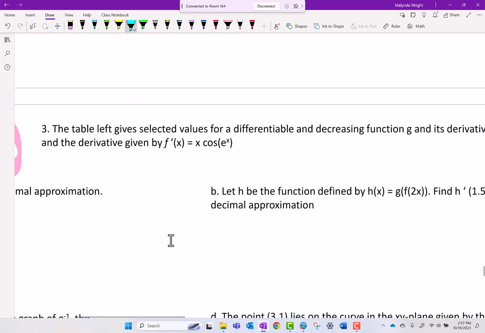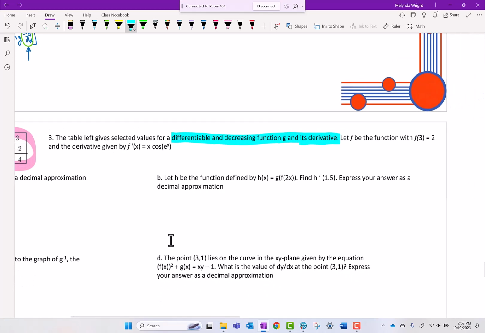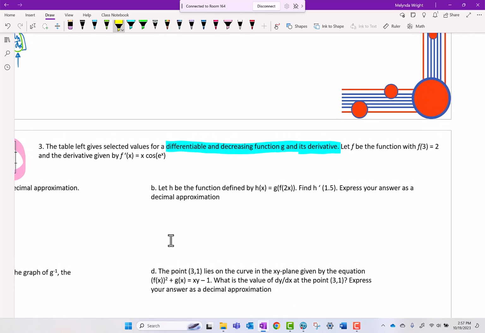Then we've got this, it tells us that G is differentiable and decreasing. So that's just telling us what's in the table. Then they're giving us another function, and they give us this value, which we should pay attention to. They generally don't give us values for no reason. They generally don't. So if they're telling you something, you're going to probably use it. So just highlight it, do something with it.